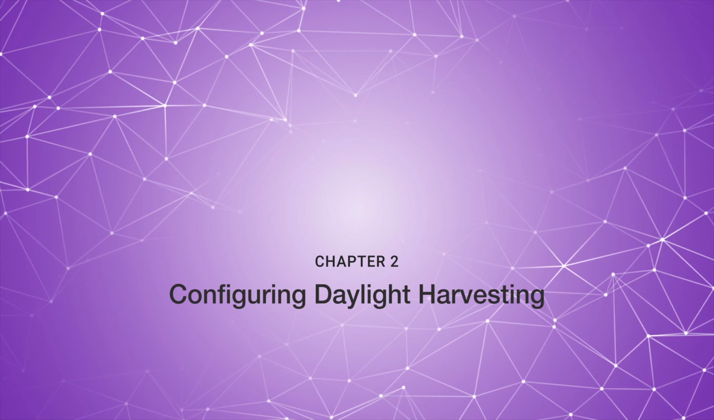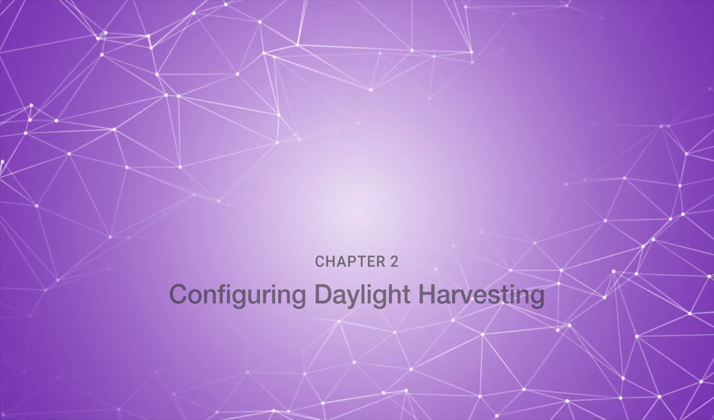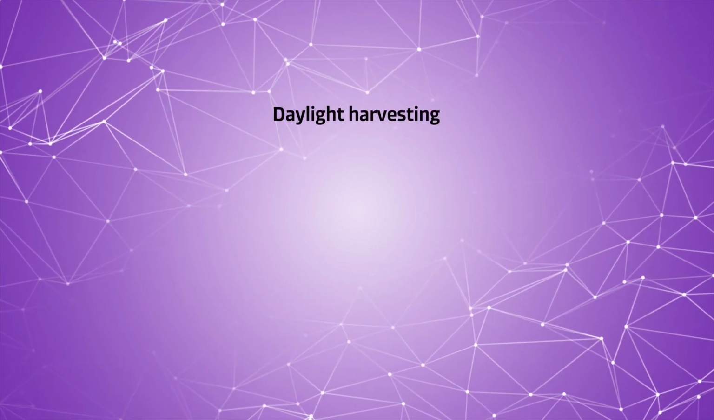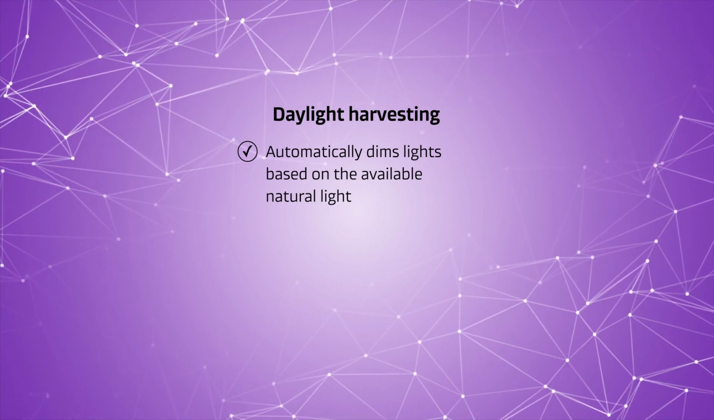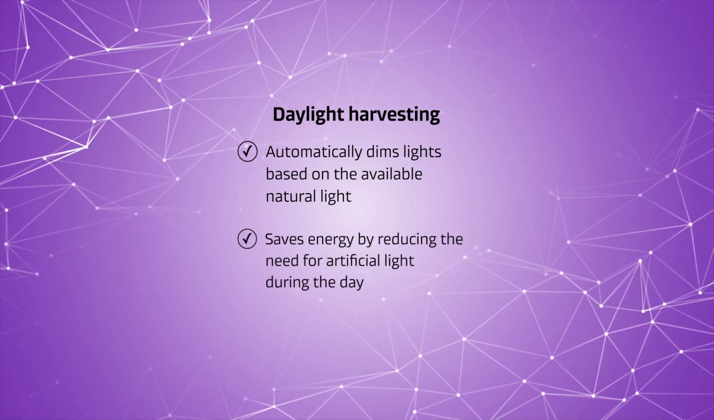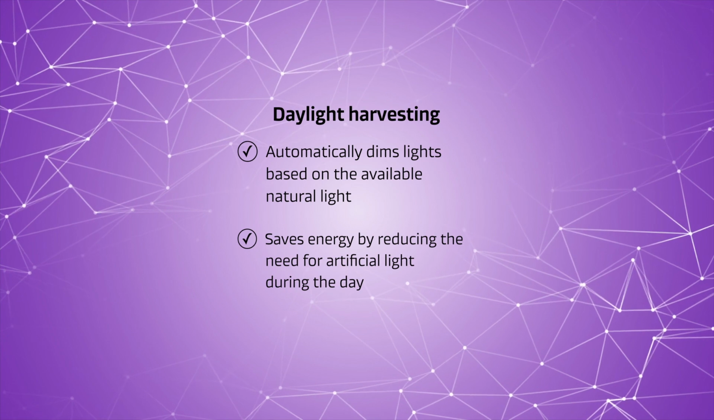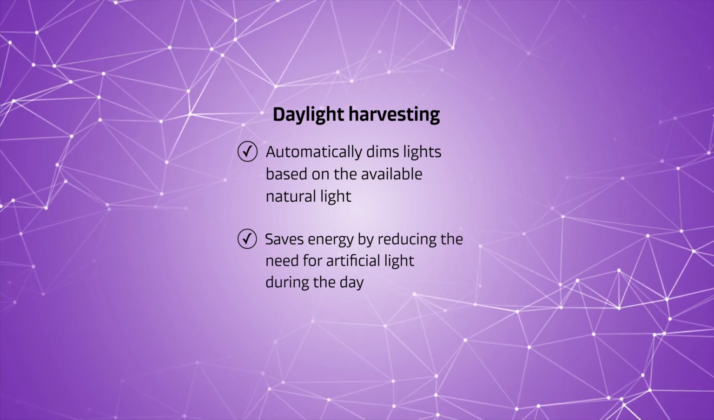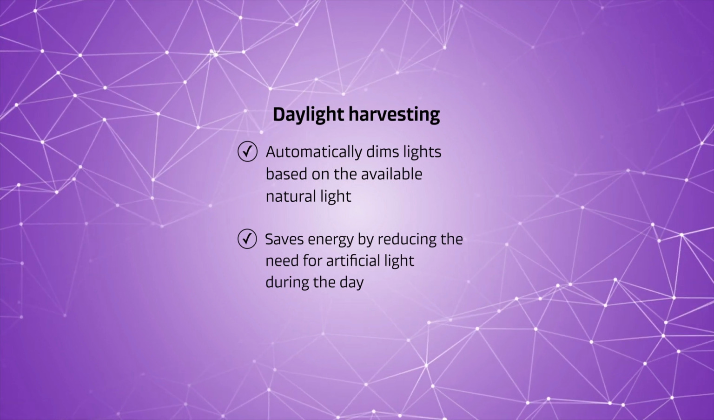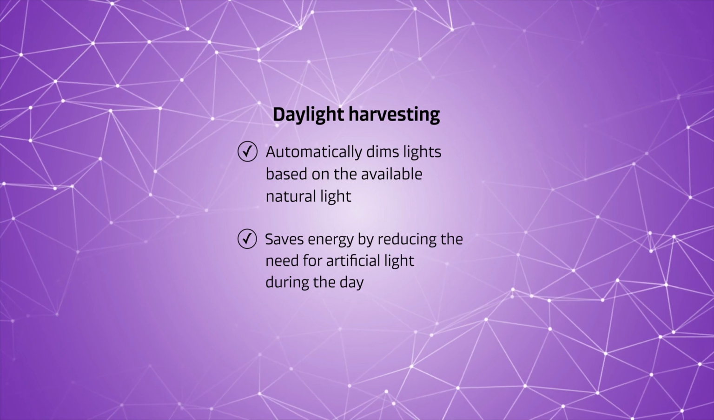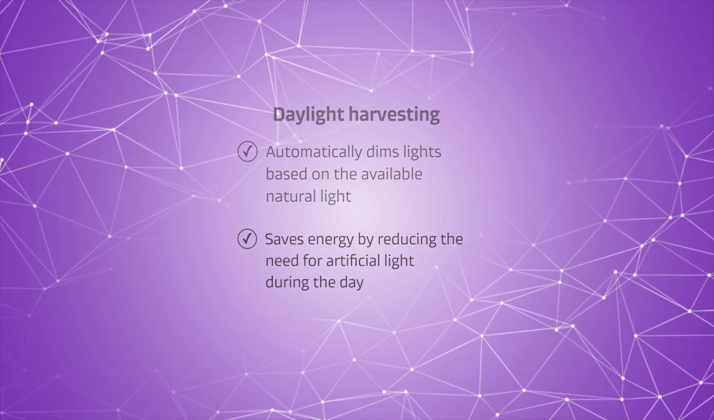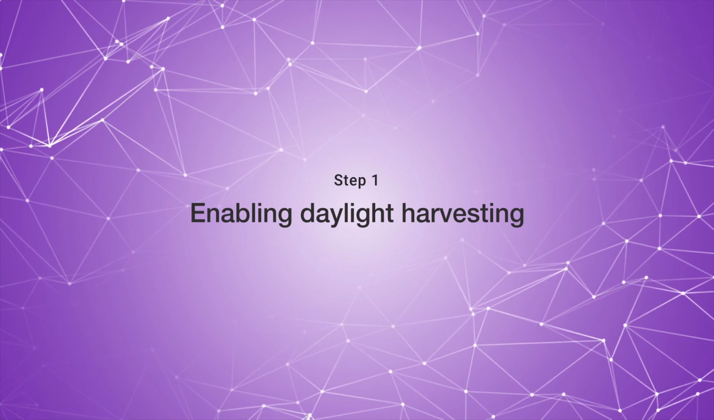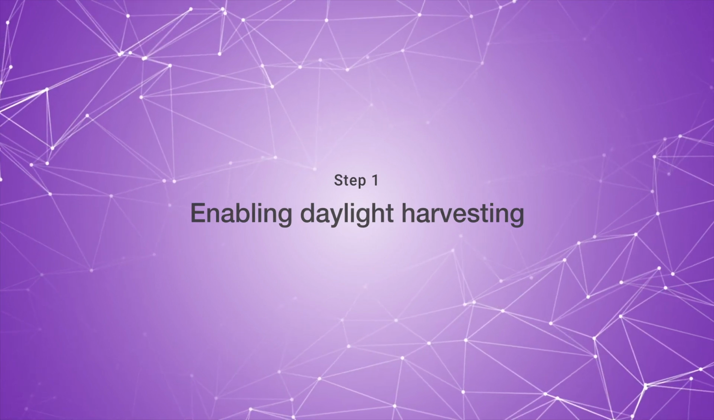Chapter 2. Configuring daylight harvesting. Daylight harvesting is a feature that automatically dims lights based on the amount of natural daylight available in a space. This helps save energy by reducing the need for artificial lighting during the day. In this chapter, we'll guide you through enabling and configuring daylight harvesting in the Genio app, including manual and automatic settings.